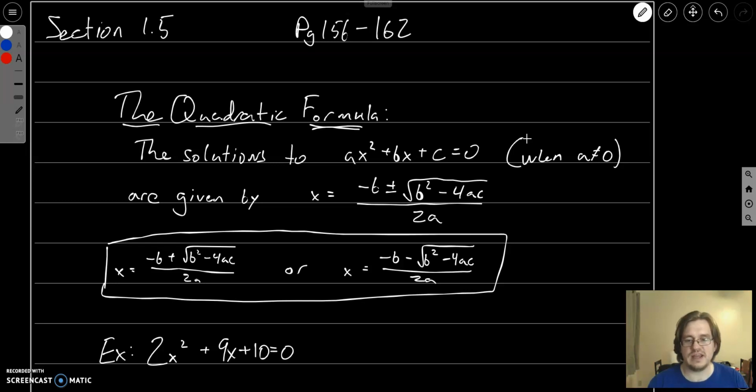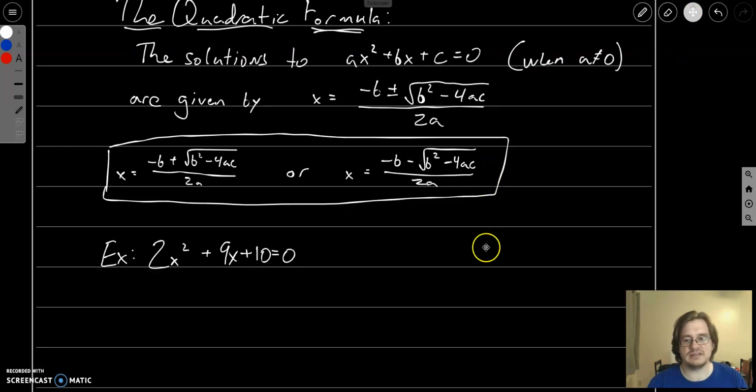We'll have x is equal to negative b plus or minus the square root of b squared minus 4ac all over 2a. Now the plus or minus means that there will be two solutions, one with a plus sign and one with a minus sign. So one solution will be negative b plus the square root over 2a, and the other one will be negative b minus the square root over 2a.